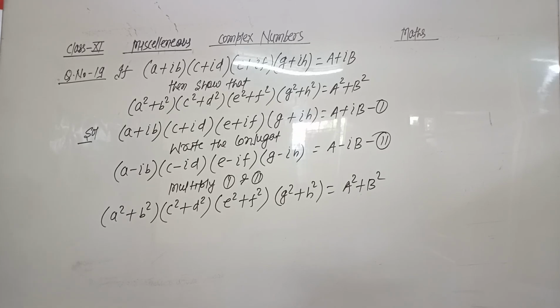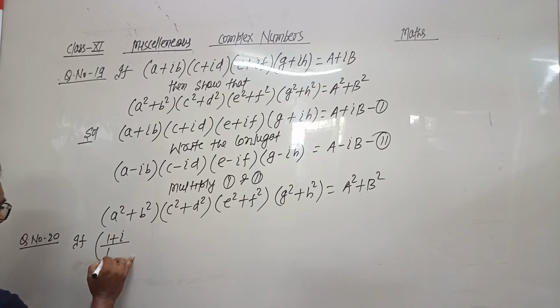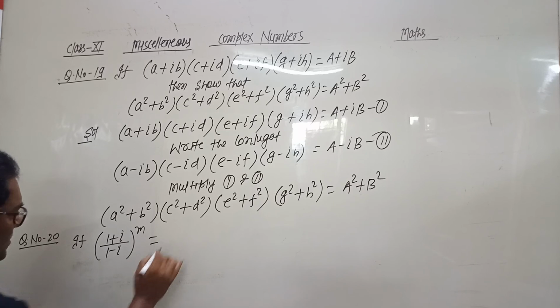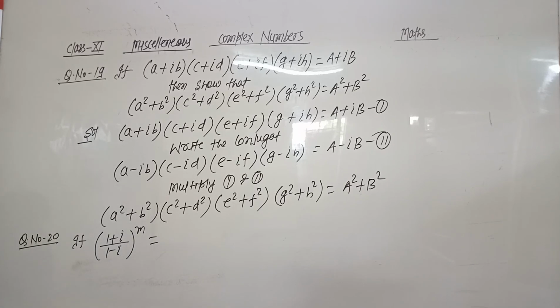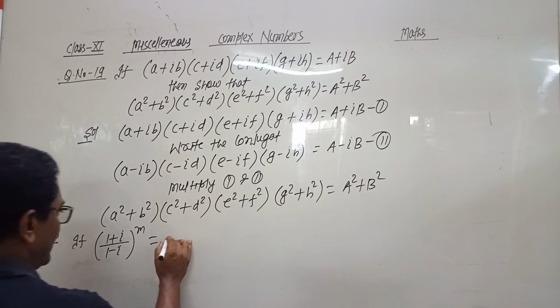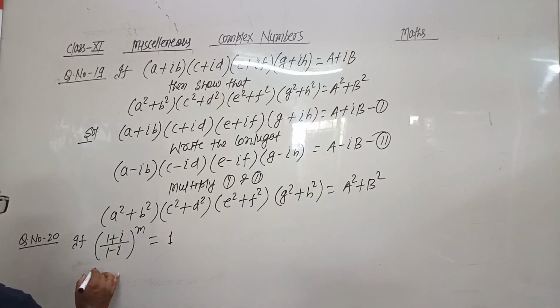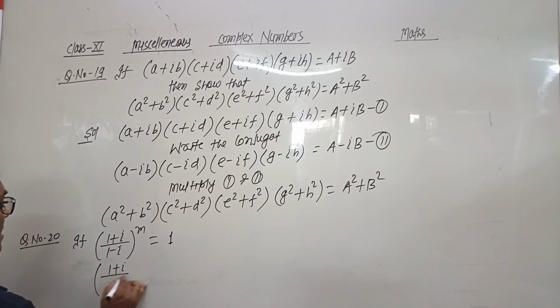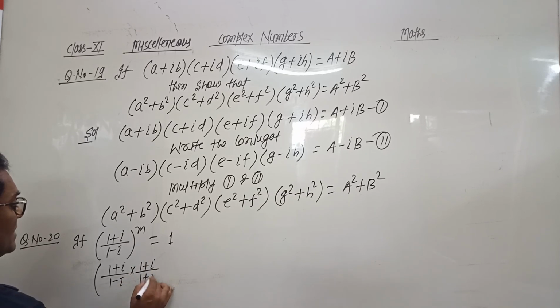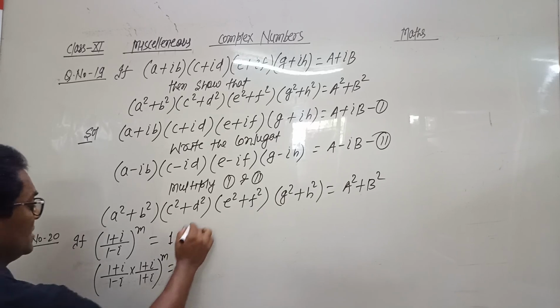Now question number 20. If (1 plus iota upon 1 minus iota) raised to the power m equals 1, then find the least integral value of m. We have to find the least integral value of m. So we rationalize this: 1 plus iota upon 1 minus iota into 1 plus iota upon 1 plus iota, raised to the power m equals 1.